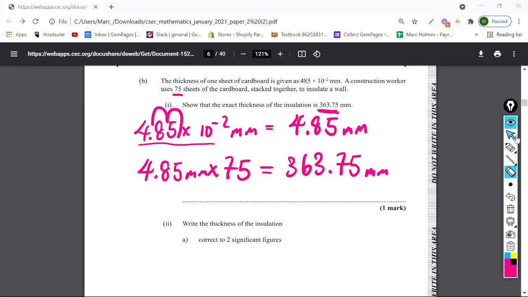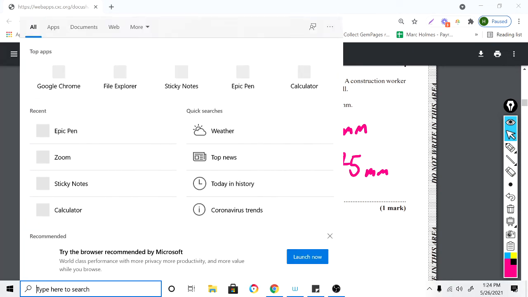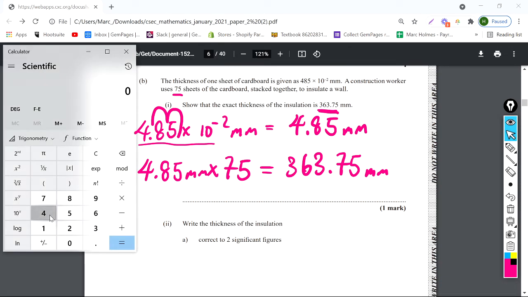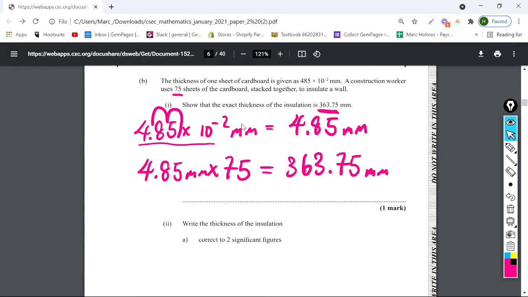Yes, so it's a really easy question. It seems hard, but it's not at all. Let me bring up my calculator to show you. If we multiply 4.85 by 75, we end up with 363.75. Cool, that's the answer. So we showed that it's equal to 363.75. You notice they just give you 1 mark, guys, because it's really simple. Easy peasy. Let's move on to the next part.